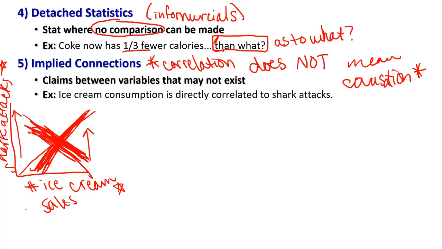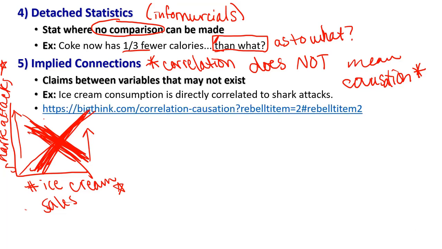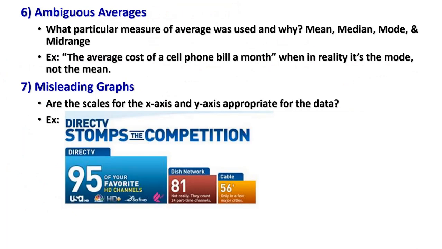So implied connections mean that there's some sort of correlation being claimed between the variables that may not exist, or most of the time does not ever exist. And that little drawing that I wrote right there was the website with the graph showing ice cream sales and shark attacks.